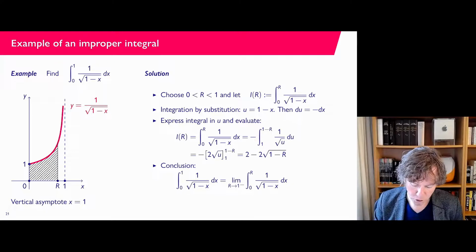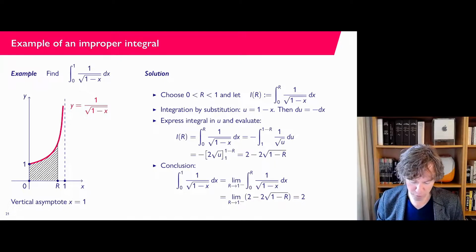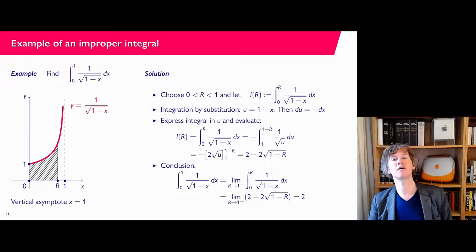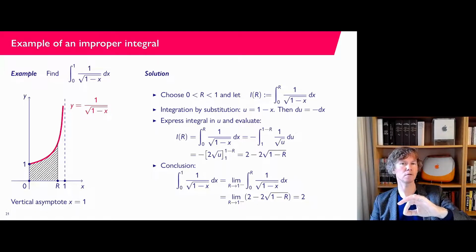So the conclusion is that the integral from 0 to 1 is the limit of r going to 1 from the left of what we have just found. And we can just plug in r equals 1 and we find 2. So that's how this works. You basically replace the difficult point, in this case 1, with a new letter r, and then you try to compute the integral and then take the limit.